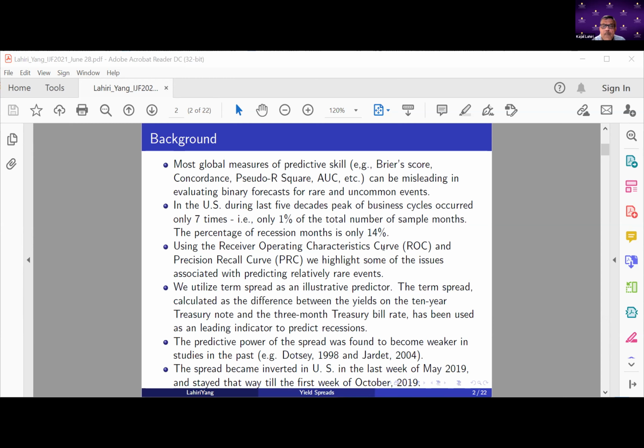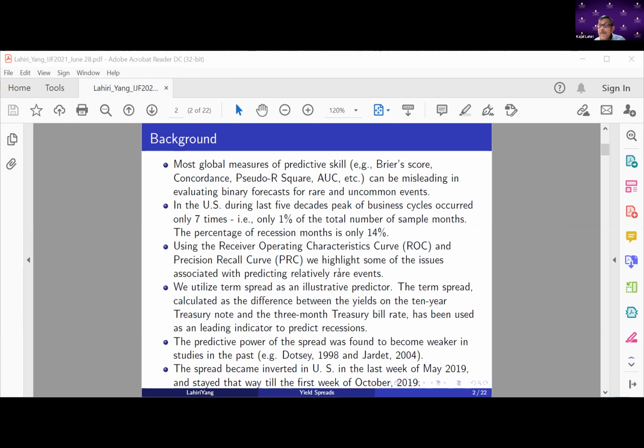Another issue here is that a lot of people have been talking about how the true predictive power of the yield curve has been going down over the years. So Stock and Watson in the 80s built their factor model, and they worked on different types of spreads, right, interest rate spreads.